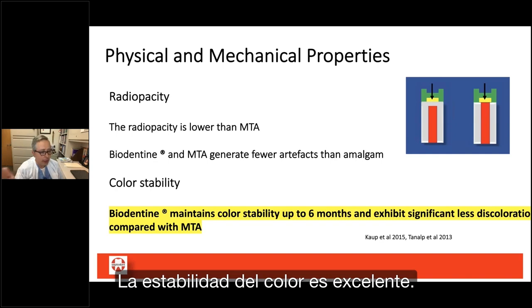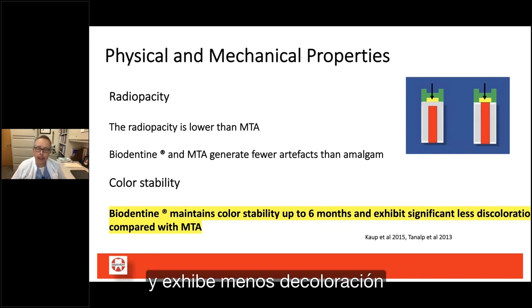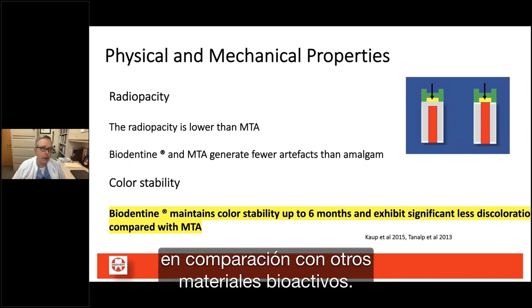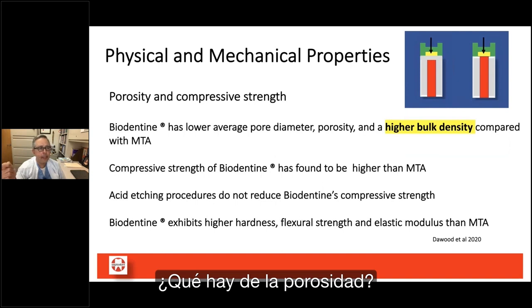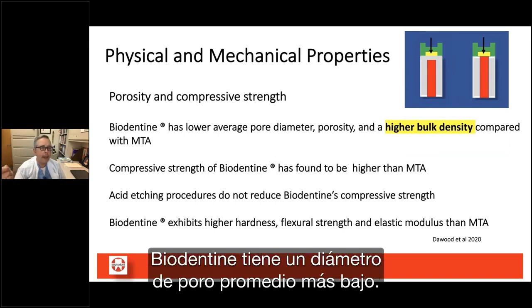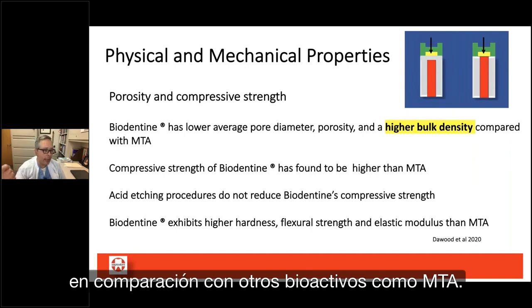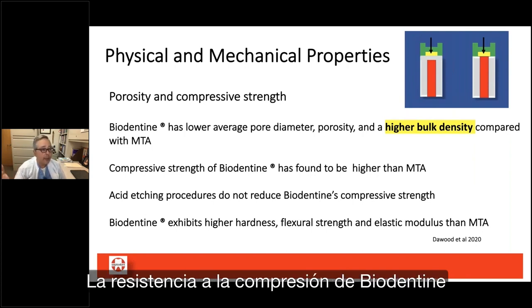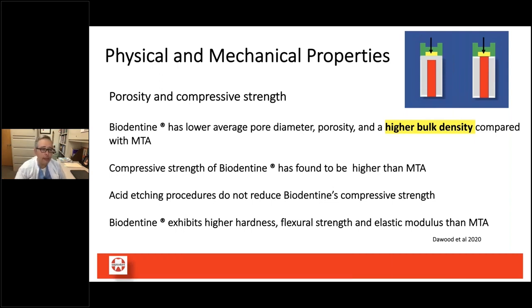Color stability is great. Biodentine maintains color stability after 6 months and exhibits less decoloration compared with other bioactive materials. How about porosity? Biodentine has a lower average pore diameter, so it's really small pores. The porosity is also less, and there is a higher bulk density compared with other bioactive materials like MTA. The compressive strength of Biodentine is higher than other bioactive materials like MTA.